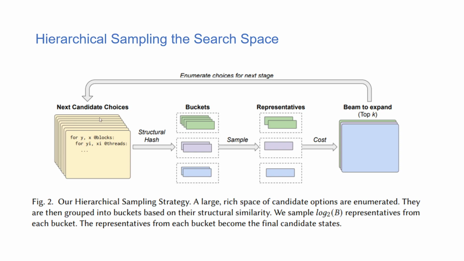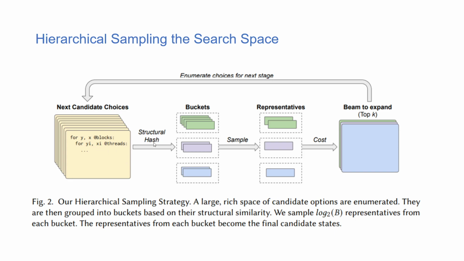This picture illustrates the hierarchical sampling strategy. So the choices are enumerated from the previous stage. I understand that for each stage they consider one loop at a time and then go deeper, something like that. And once you have the choices, you group them.